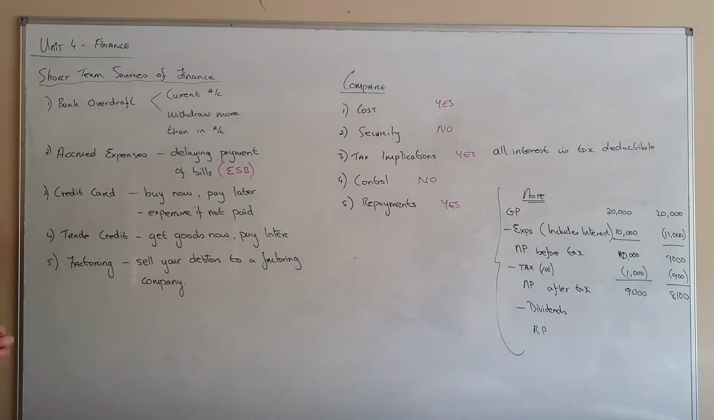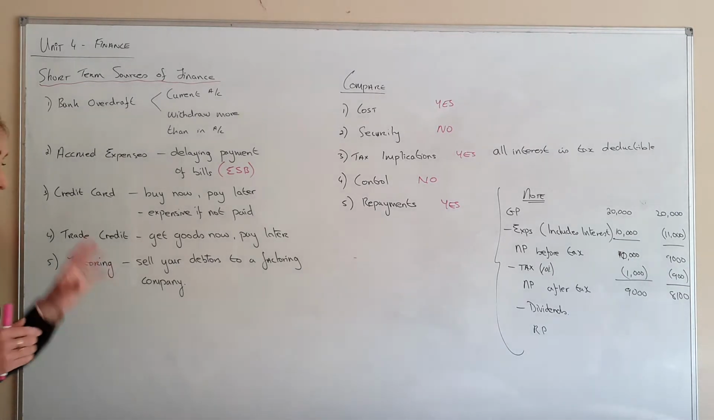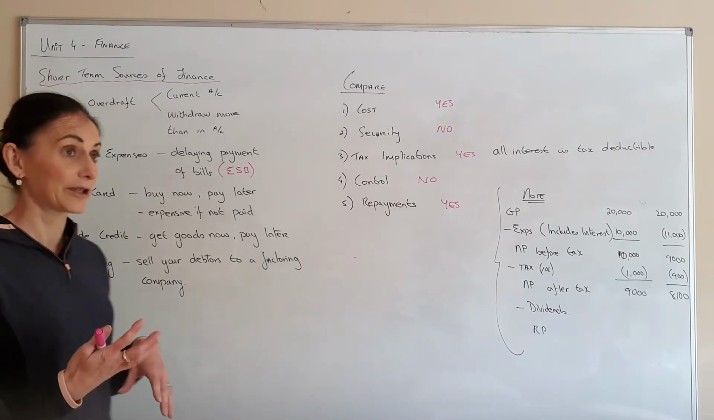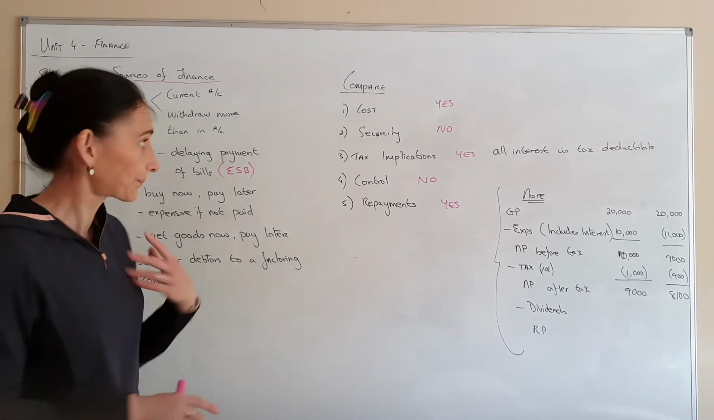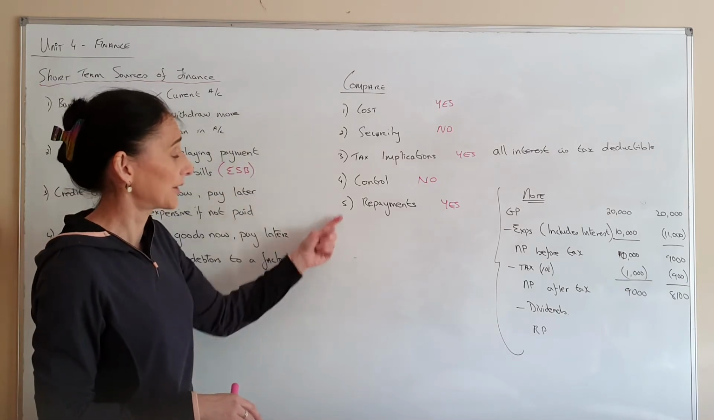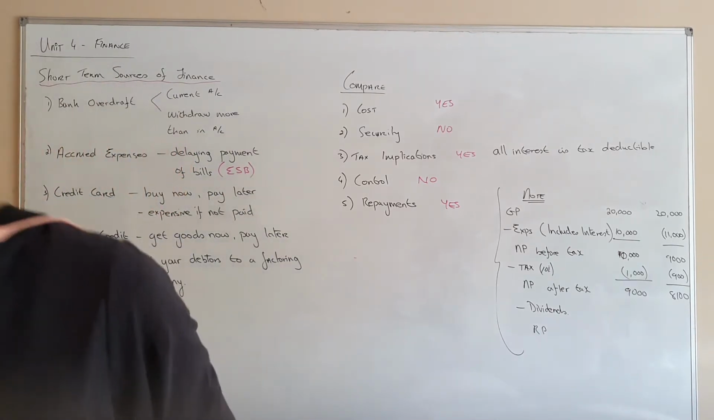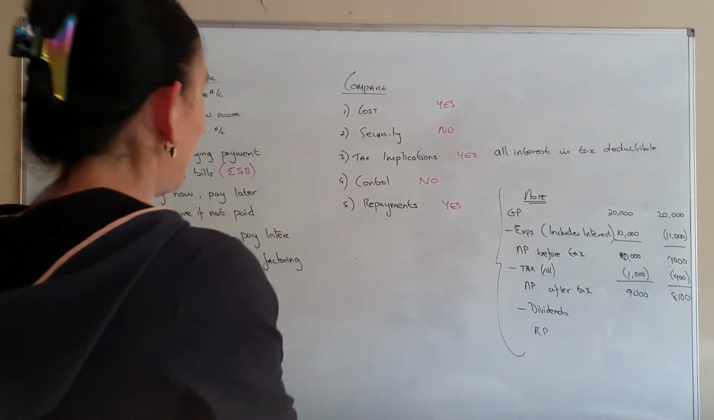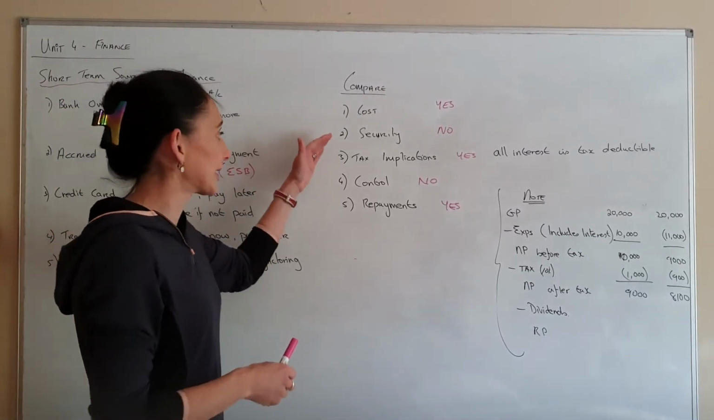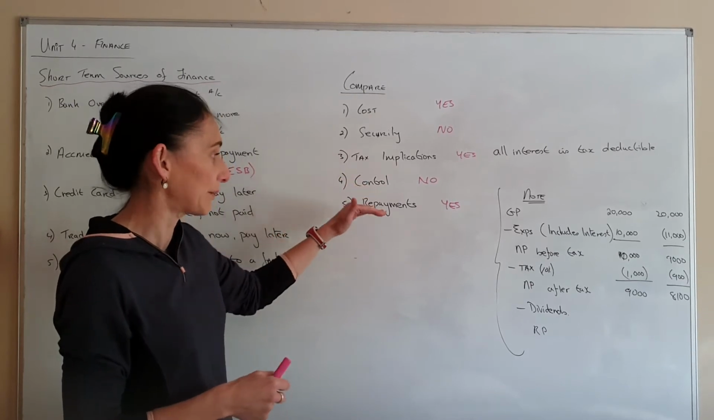Okay, so you need to know about the 5 of these, be able to talk about them. Now, when you're talking about the advantages and disadvantages of any of these, or any of the sources of finance, I'll be in the next video, the medium term and the long term, I want you to compare them under these 5 headings. So you're going to compare them using cost, security, tax implications, control and repayments.